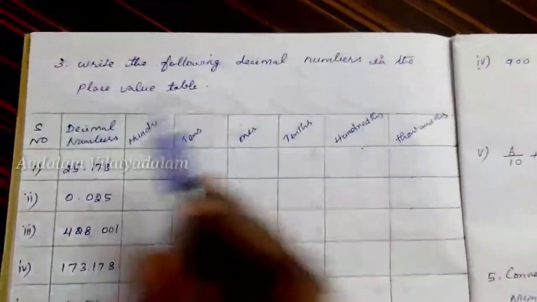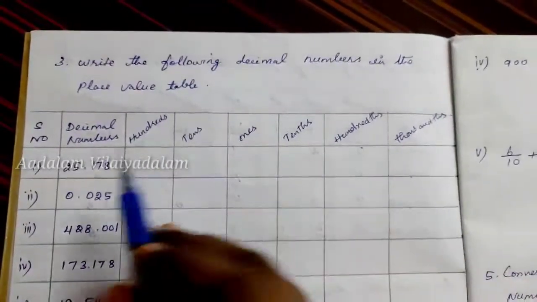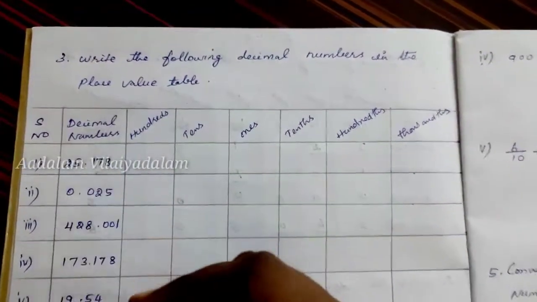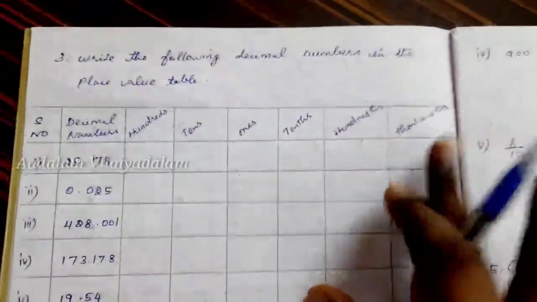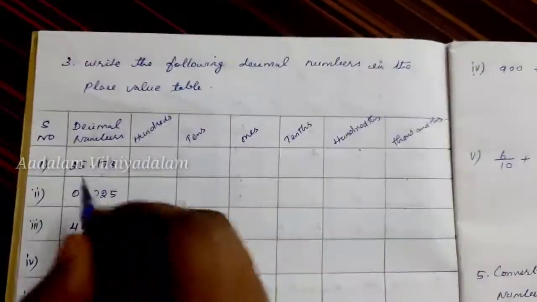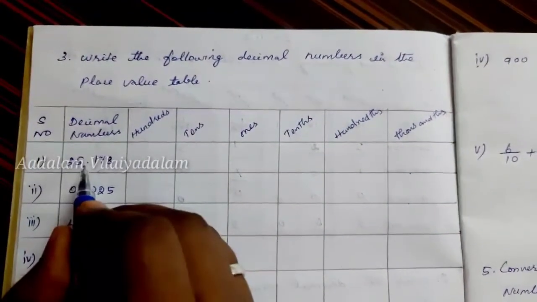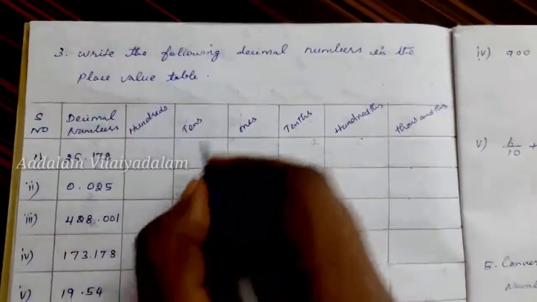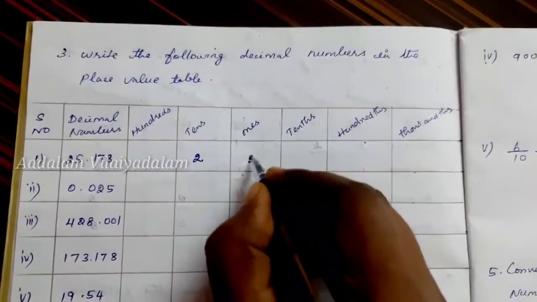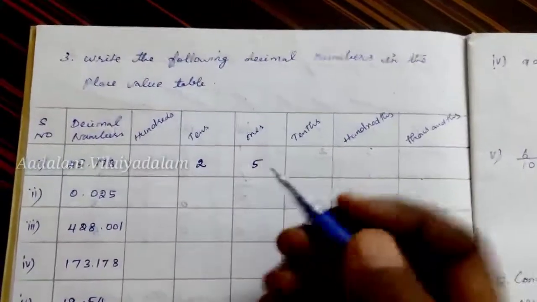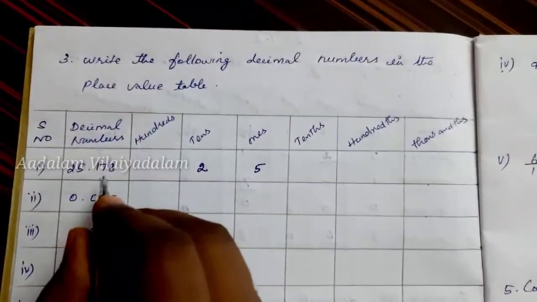The third question is, write the following decimal numbers in the place value table. So the decimal numbers are given. Now we are going to write out those values in the table. So how can we write? 25, which means 25. So 2 will be coming under the tens place value and 5 will be coming under the ones value. Then what about 178?